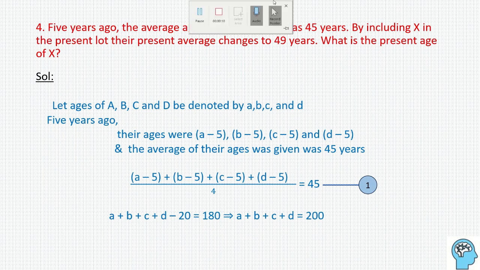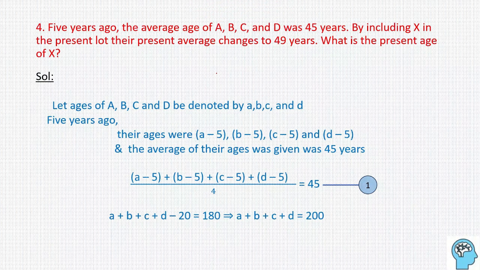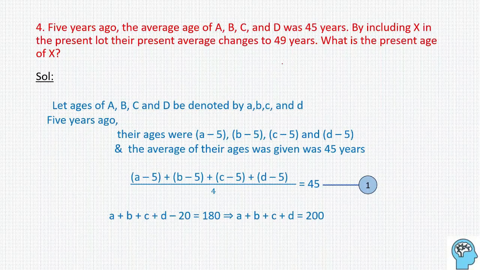Okay, now let's look at problem number 4. Let me read out the problem statement to you. 5 years ago, the average age of A, B, C, and D was 45 years. By including X in the present lot, their present average changes to 49 years. What is the present age of X?